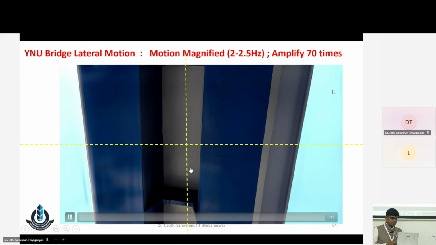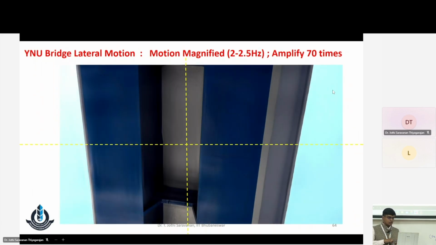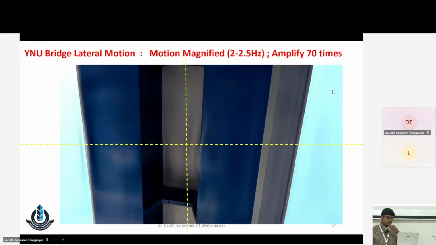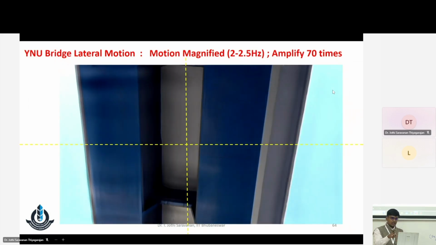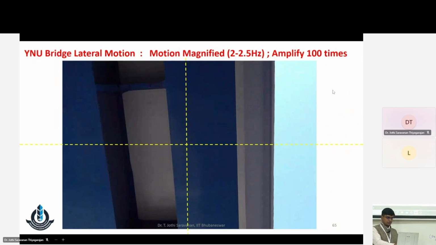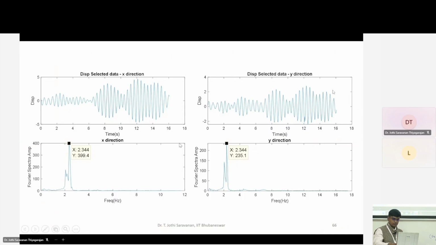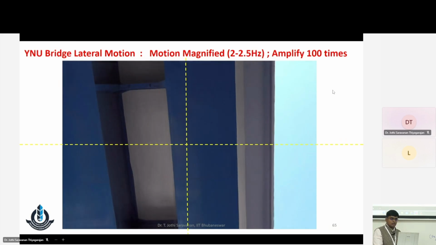Let me play this. So this is the lateral motion. Because of that reflection we have some disturbances, but we could get this. I think you could understand that lateral vibration part. I think this picture will give you a better view. So this is for the lateral motion. I hope you can easily observe that lateral part. Yes, it has that neat motion.